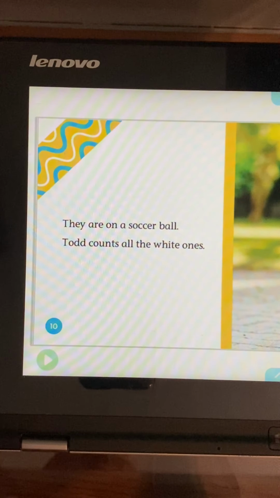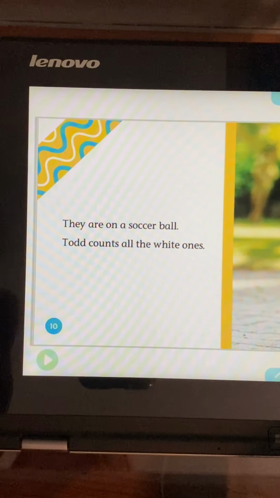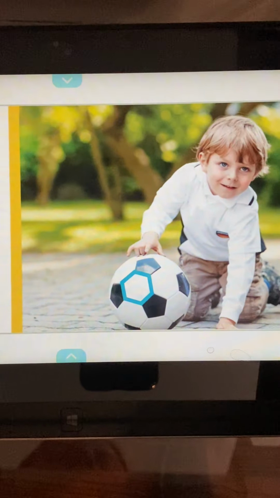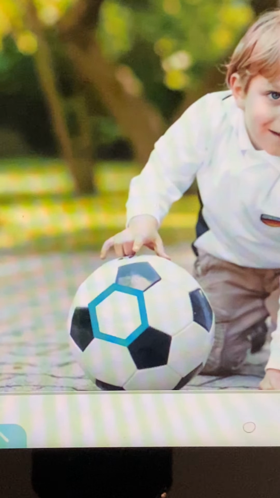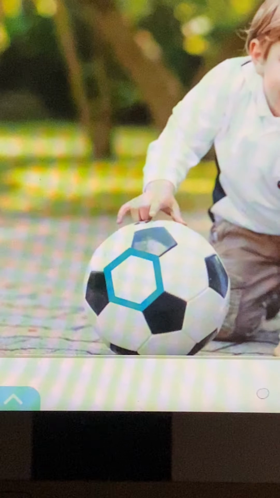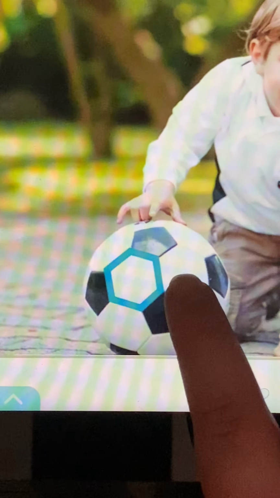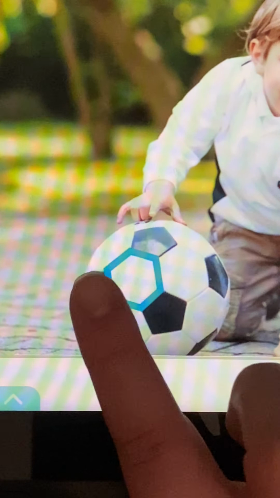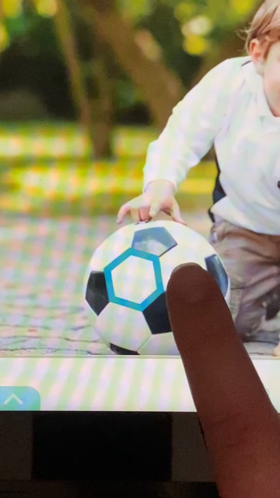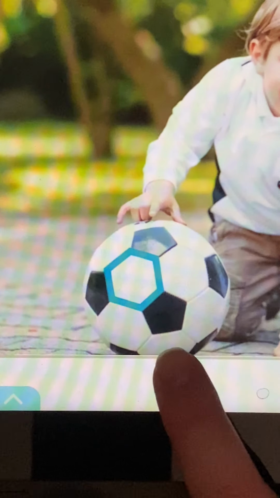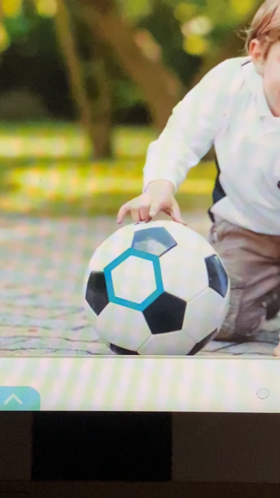They are on a soccer ball. Let's zoom in a little bit. Look, there's a hexagon right on the soccer ball. Let's see, there's 1, 2, 3, 4, 5, 6 sides again. Yeah, there's one hexagon there. There's another one right there. There and there. They're everywhere.